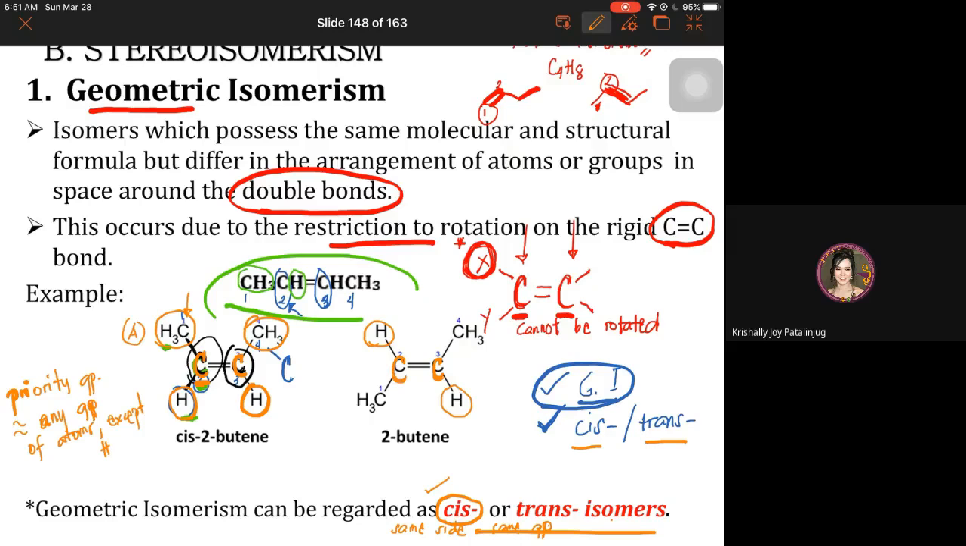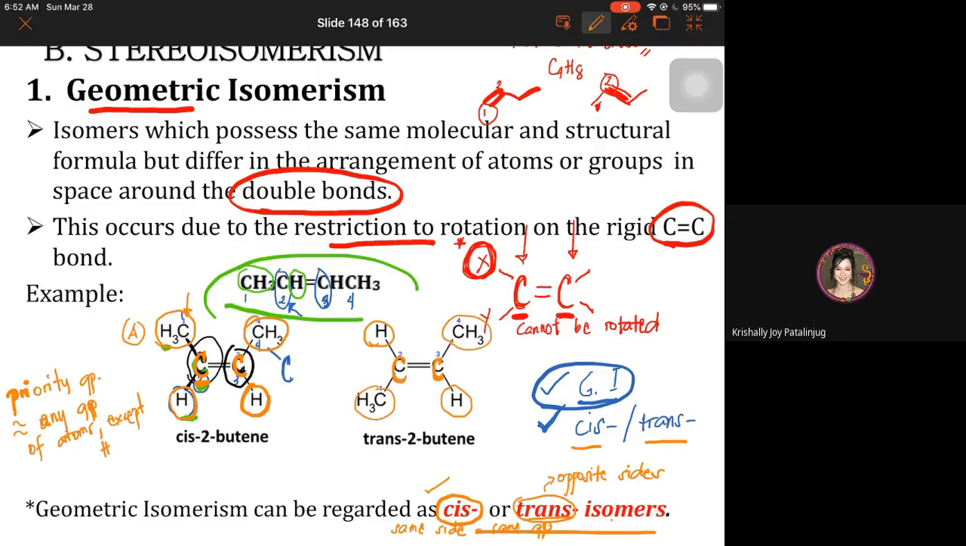So obviously in this case, the same groups are on the opposite side. So kapag opposite sides naman yung the same group or priority groups, then that is regarded as trans isomers. Okay? Kapag nasa opposite sides naman. Okay? So this time, this is specifically named as trans-2-butene. So that is how to identify the cis trans isomerism.